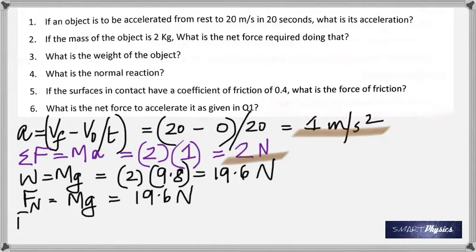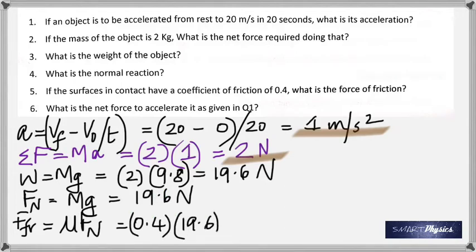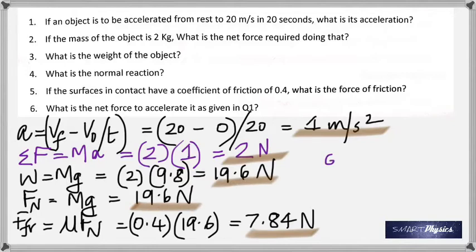Number 5, the surfaces in contact have a coefficient of friction of 0.4. What's the force of friction? Force of friction is mu times Fn, isn't it? So mu is 0.4, times the normal reaction that you got just now, which is 19.6. So multiply those two, and you will get the force of friction on this object as 7.84 newtons.